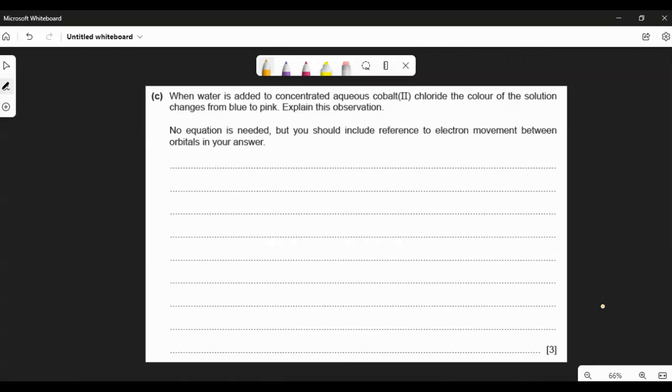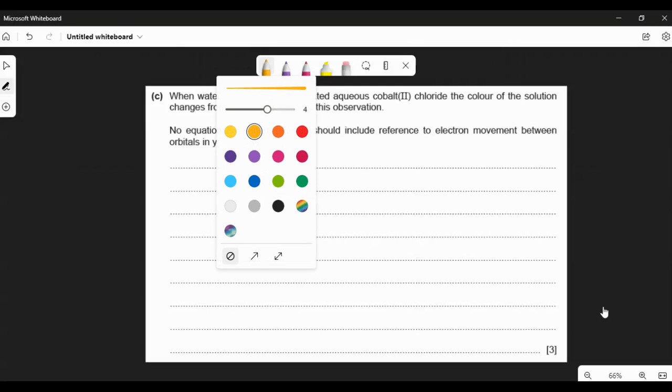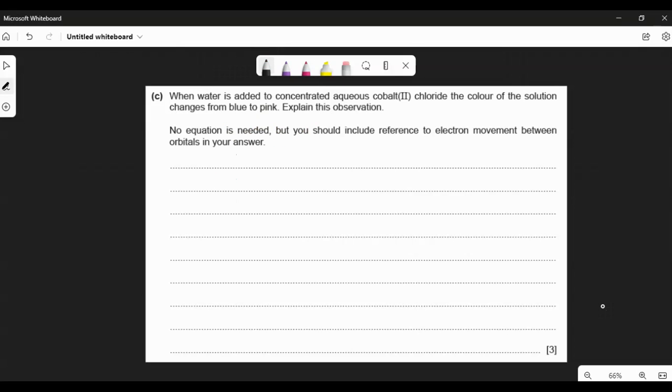There you go. So I think the most important thing is a very brief description of what causes color. I think that would be useful. Okay, well, I'm going to say this.